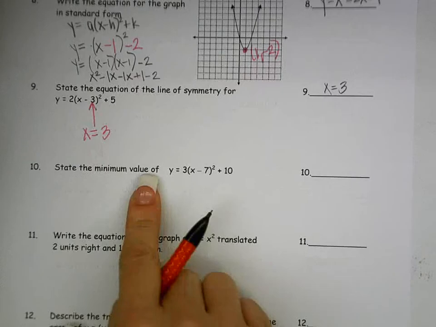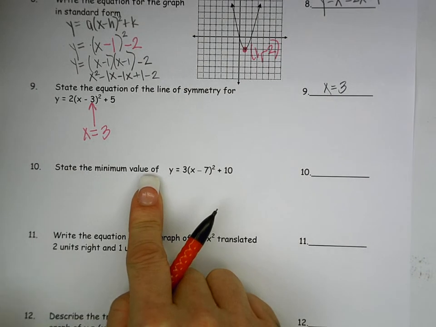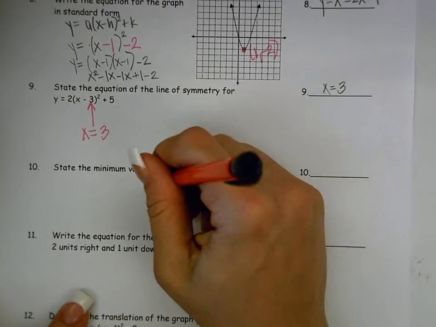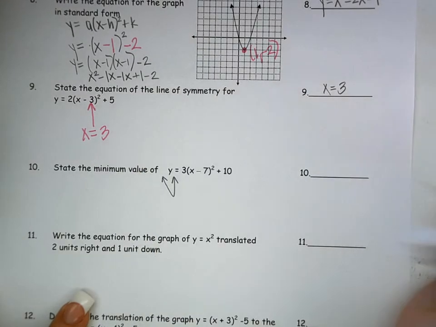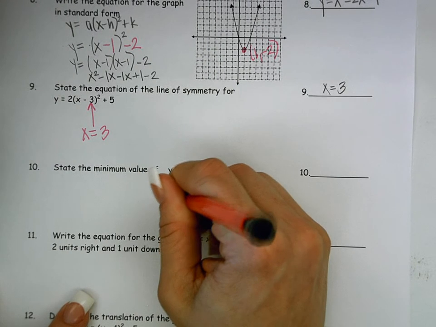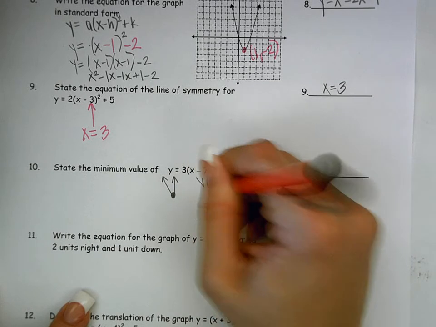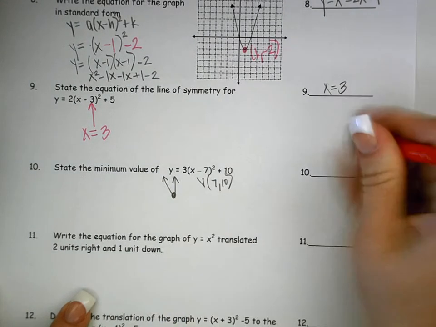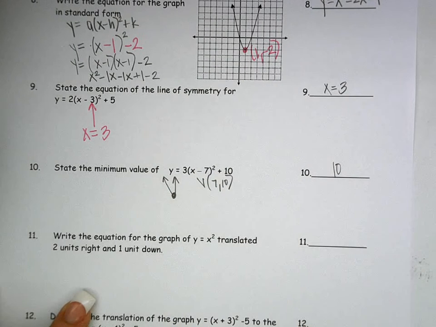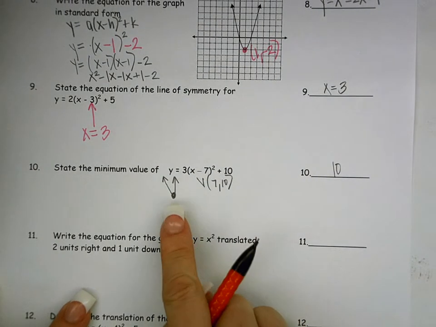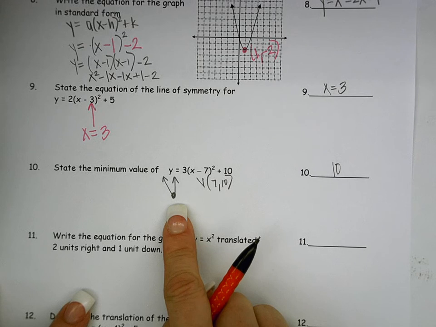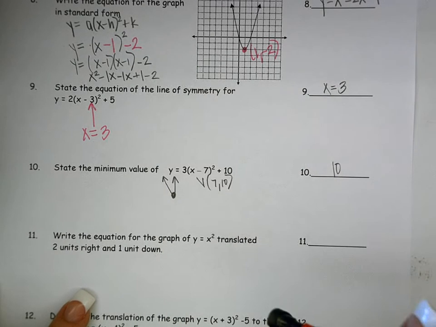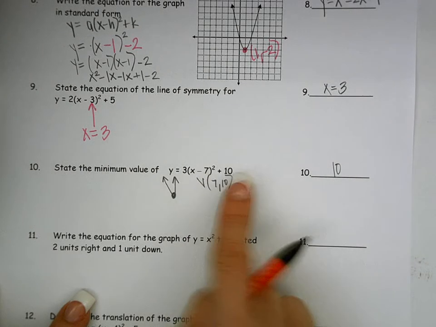State the minimum value. Minimum value is when you have an upward opening parabola. This is a 3 in front, so that means it's positive, so it will open up. The minimum value is just the y value of the vertex. So here the vertex would be 7, 10. The minimum value is 10. If it was asking for the range, that's when you put the y greater than or equal to. But here all you need is just the y value, so it's 10. And that's it. And you can read that right from your descriptive form parabola.